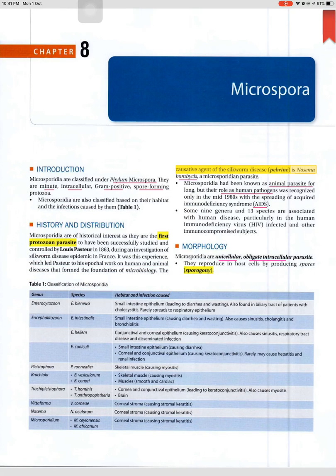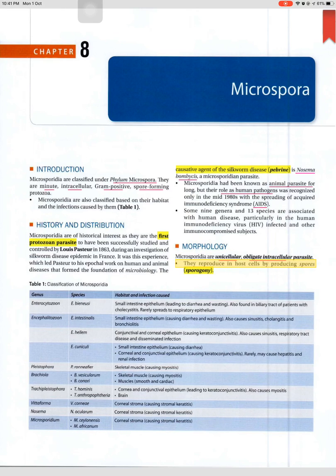Habitat and infection. The causative agent of the silkworm disease, pebrine, is Nosema bombycis, a microsporidian parasite. Microsporidia had been known as animal parasites for long, but their role as human pathogens was recognized only in the mid-1980s with the spreading of acquired immunodeficiency syndrome, AIDS. Some 9 genera and 13 species are associated with human disease, particularly in human immunodeficiency virus, HIV, infected and other immunocompromised subjects. Morphology. Microsporidia are unicellular, obligate intracellular parasites.